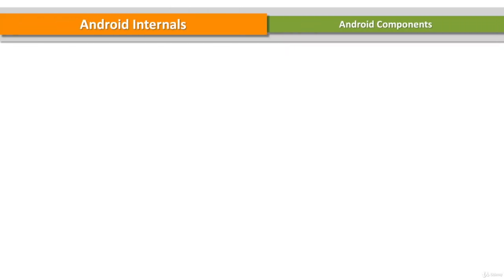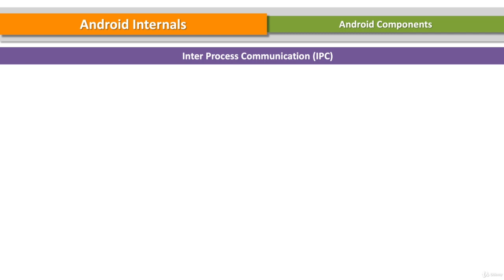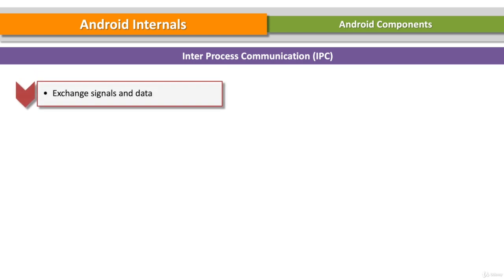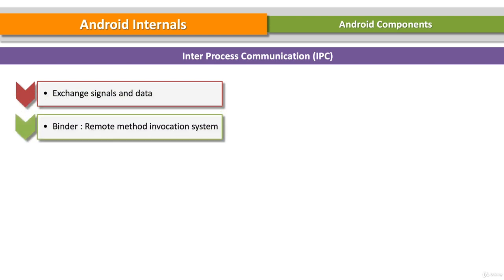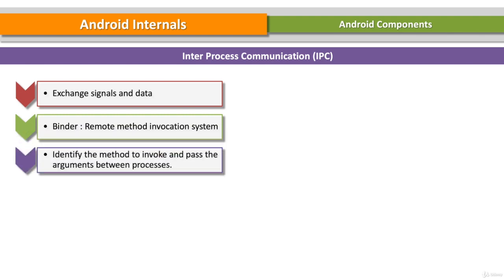Now, as we've already learned, every Android process has its own sandboxed address space. But I want to introduce you to inter-process communication facilities, because this allows apps to exchange signals and data securely. Instead of relying on the default Linux IPC facilities, Android's IPC is based on Binder. Binder is an Android-specific inter-process communication mechanism and remote method invocation system. That means that one Android process can call a routine in another Android process using Binder to identify the method to invoke and pass the arguments between processes.